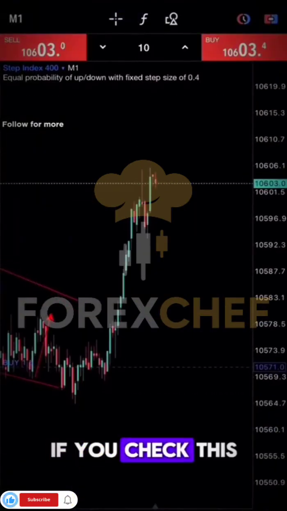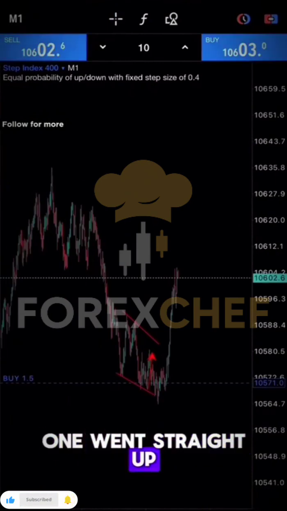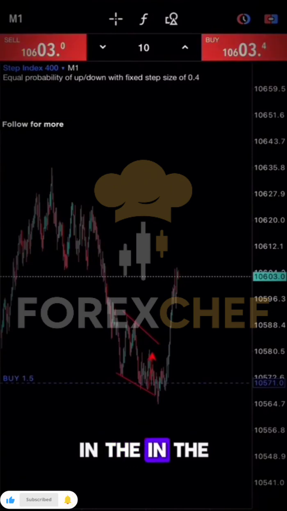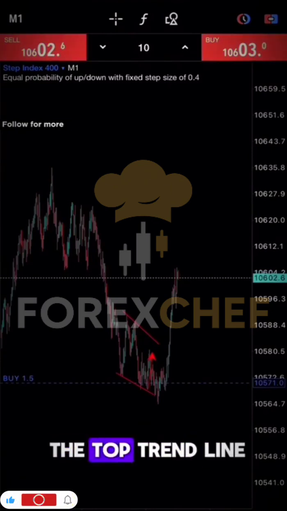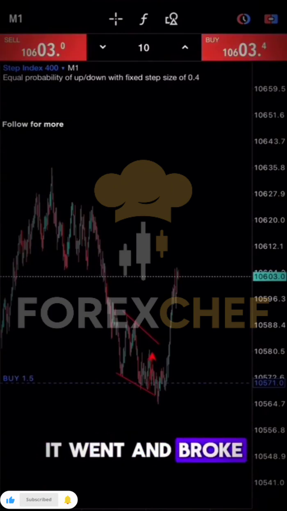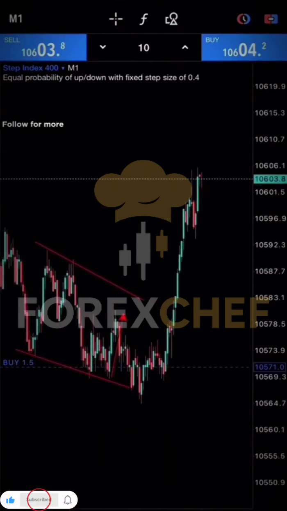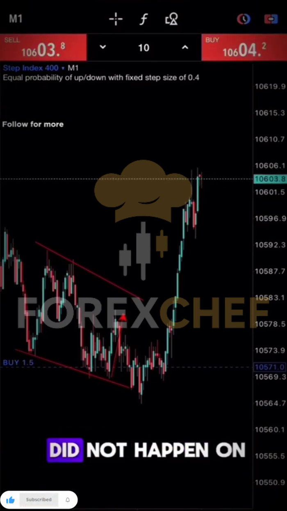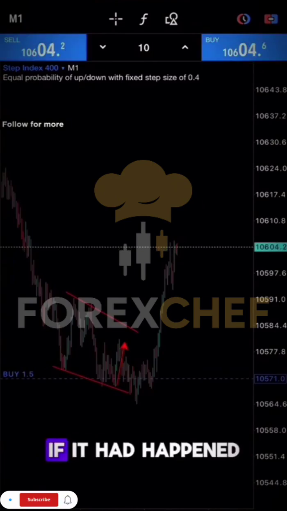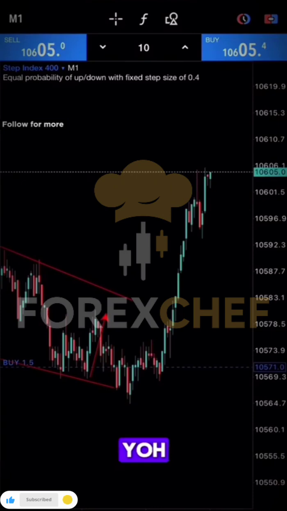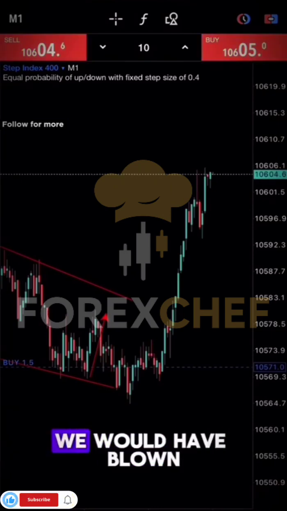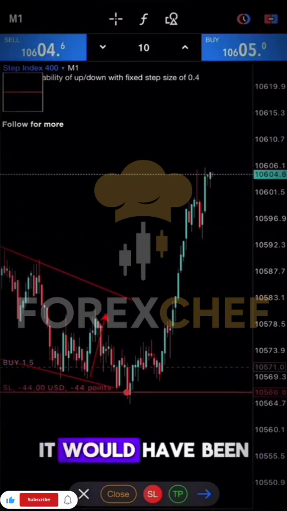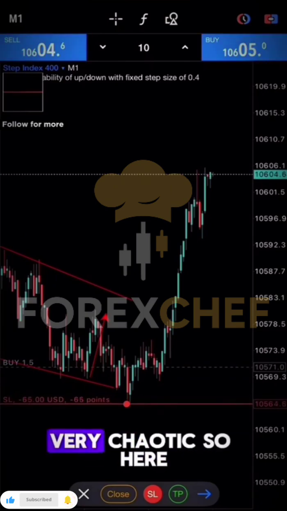If you check, this one went straight up. It didn't even flinch or turn at the top trend line. It went and broke and went ahead. It always happens sometimes, but good thing that it did not happen on the opposite side. If it had happened then guys, we would not survive. We would have blown the account, and it would have been very, very chaotic.